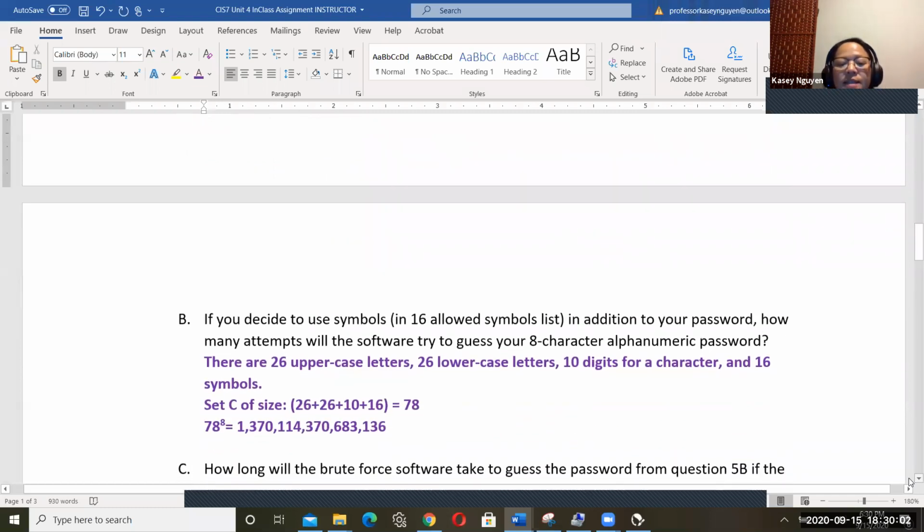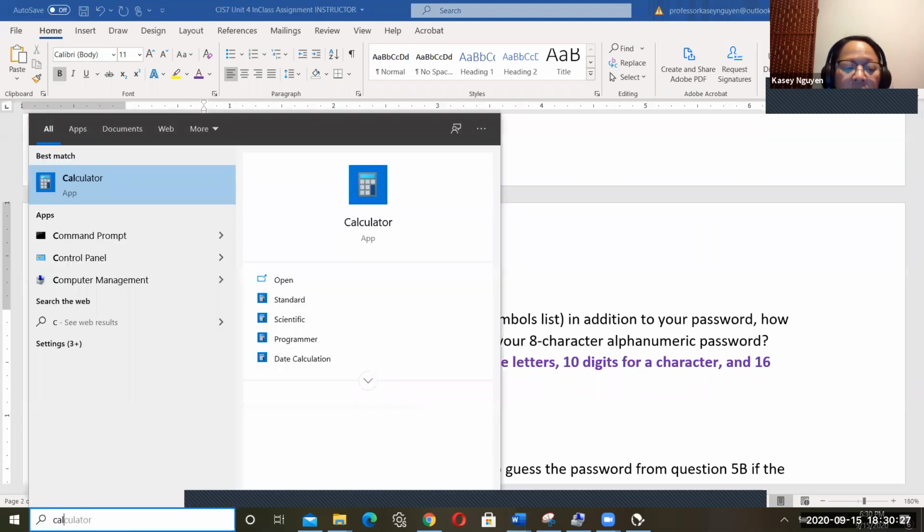Which gives us 78. Then we would take that 78 and we would raise it to the 8th power because there are 8 characters for the password. And we would have the answer. So you can simply use your calculator, right?